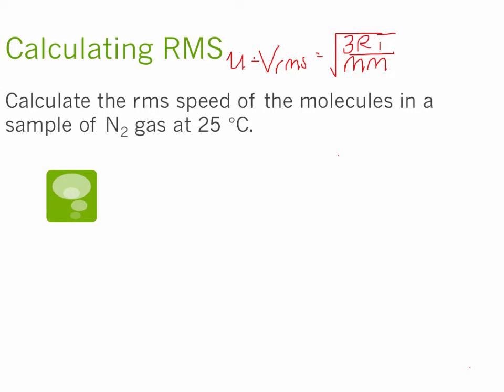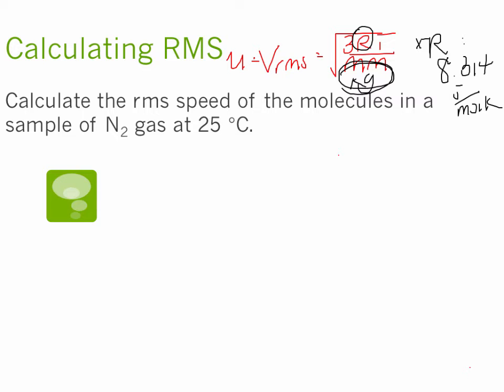Some important things to know here is that the R that we use is 8.314 joules over mole Kelvin. So this is the energy R. We use the energy R here because velocity is related to the joule. When we are doing any root mean squared calculation, the R has to be the 8.314 and your molar mass has to be in kilograms. That's going to be super important, so make sure you have that written down. Your molar mass has to be in kilograms.